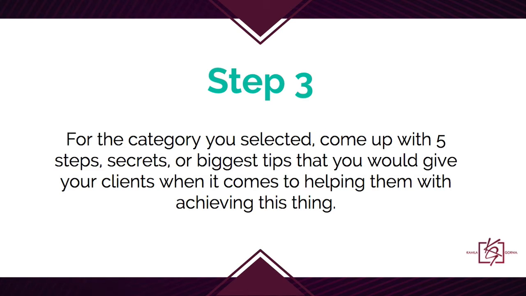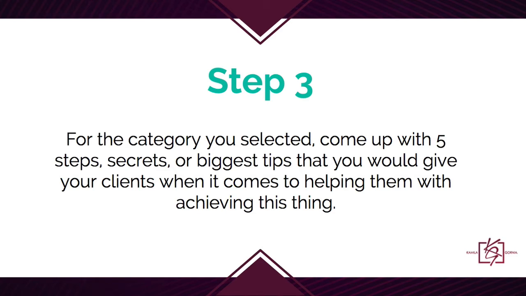Step 3, now for the category that you selected, next to it, I want you to write down numbers from 1 till 5. And next to each number, I want you to come up with a step or a secret or a biggest tip that you have that you could give your ideal client when it comes to helping them with achieving this thing. And I don't want you to think about like giving away the farm, I don't care about that. Just really think as if this person was your client already. And how can you actually help them by giving away your best stuff, your best step, your best secret, your best tips. So focus on that specific thing and write down each of the 5 next to each number.